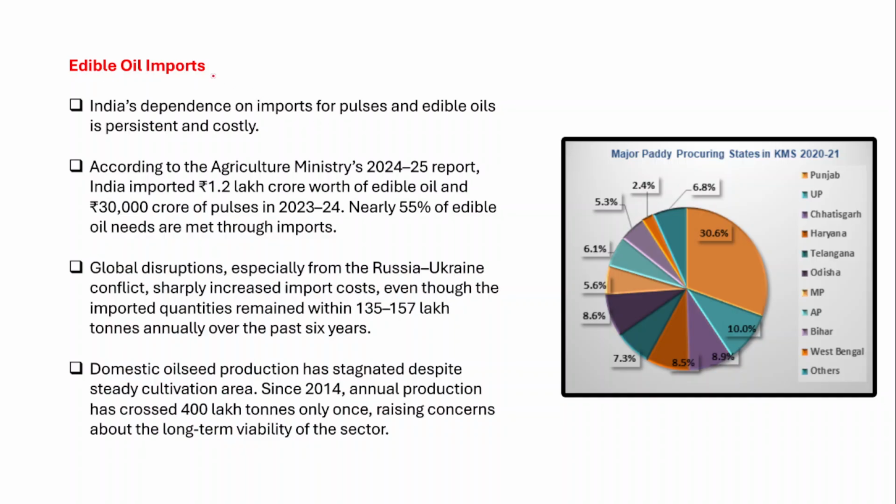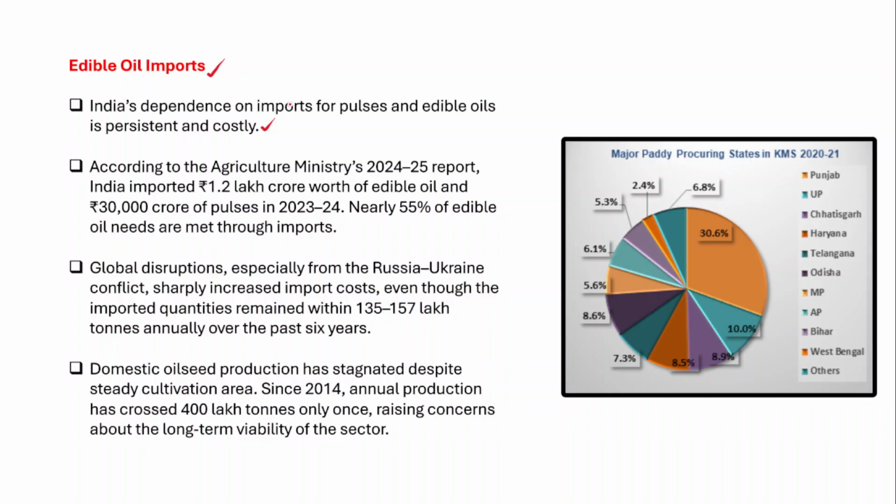Now let's understand the import of edible oil into India, and we will understand this from some data as well, because India is one of the largest importers of edible oil, because it is the largest consumer of edible oil as well. Now in this context, India's dependence on imports of pulses and edible oils is persistent and it is costly. So I would like to tell you that India is the largest importer and producer of pulses in the world. However, dependence on pulses and edible oils is permanent on the part of India, and it is also very expensive as well.